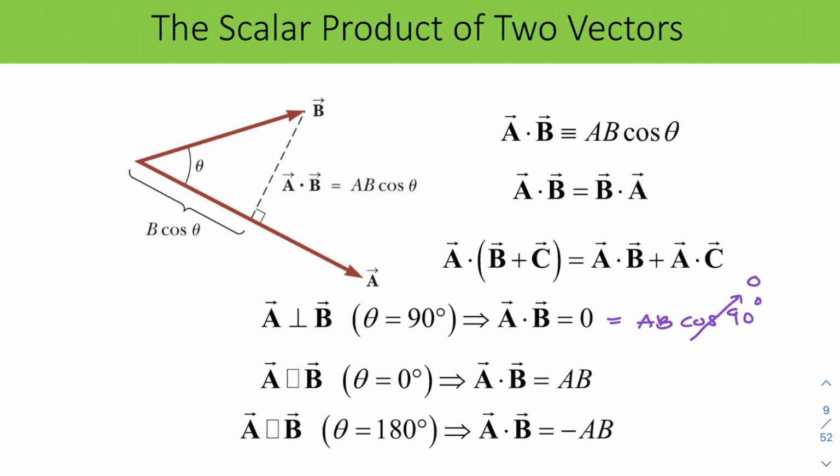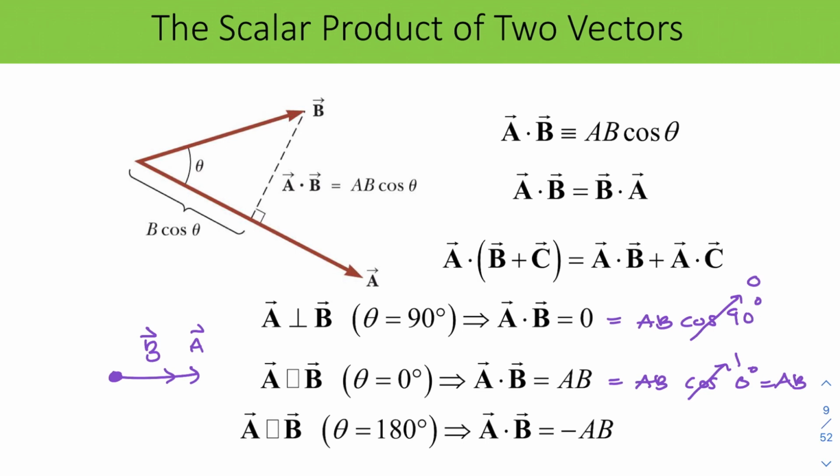And if A is parallel to B, then the angle will be 0. How is it? This is the object, let's say. This is the point considered. This is A, and this is also B. So the angle between them is 0. In that case, you will have AB cos 0, which gives you 1, so you are left with AB.